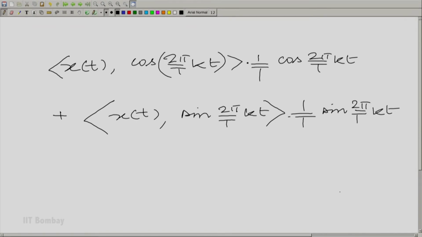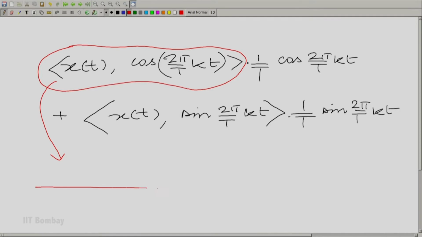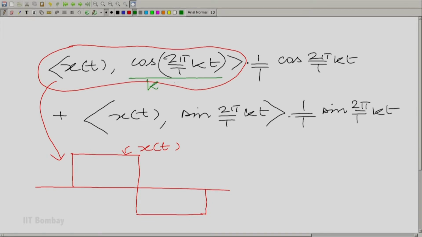Now, let us visualize how we are going to calculate each of these dot products. I will show them to you in two different colors. I will show this dot product to you first in red. Take one period, dot product over a period, do not forget. This is x, and I draw cos. How does cos(2π/T kt) look? So, it is going to complete k cycles over a period of T. So, between 0 and T/2, it is going to complete k half cycles. And between T/2 and T, it is again going to complete k half cycles.